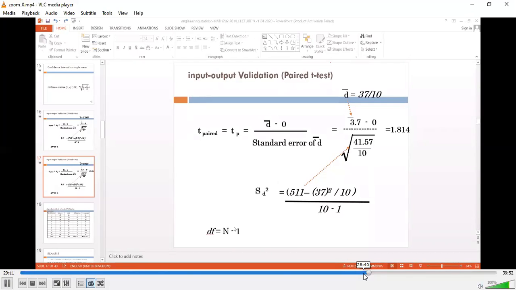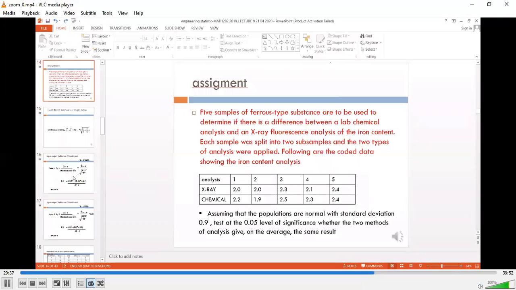So here your alpha value was 0.05, and your degrees of freedom, we have N minus 1. Your N is 10, so your DF will be 9. So we'll go and read from the T table. Don't forget, we are looking at difference.